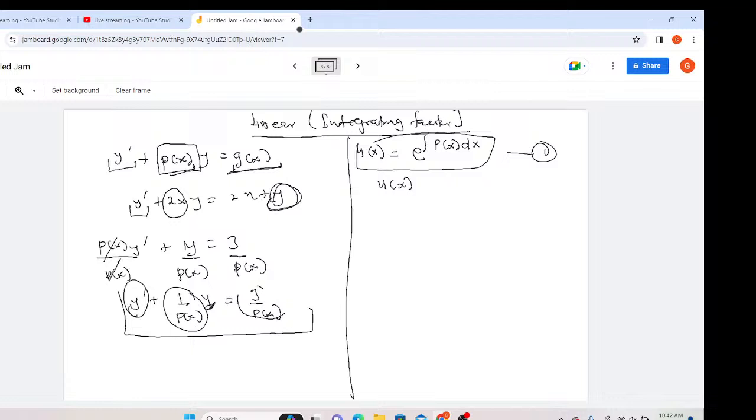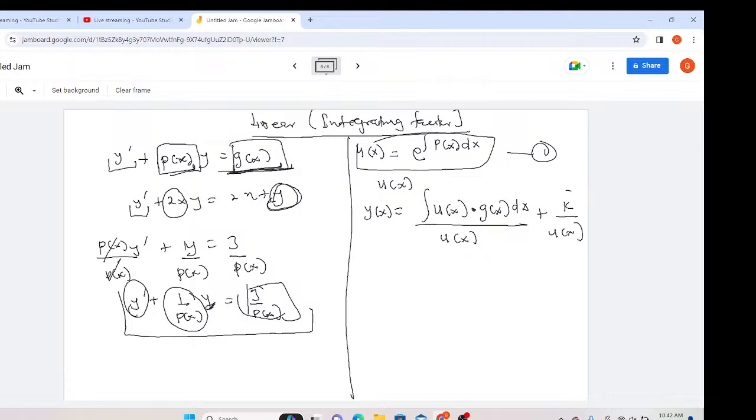This isn't our solution. Our solution y of x becomes the integral of u of x, our integrating factor, multiplied by our function on the right hand side, which is merely a function of x or a constant. There shouldn't be any y inside. Multiplied by g of x dx. So I integrate all of this with respect to x, all over u of x, plus a constant k also over u of x. So this becomes our solution.